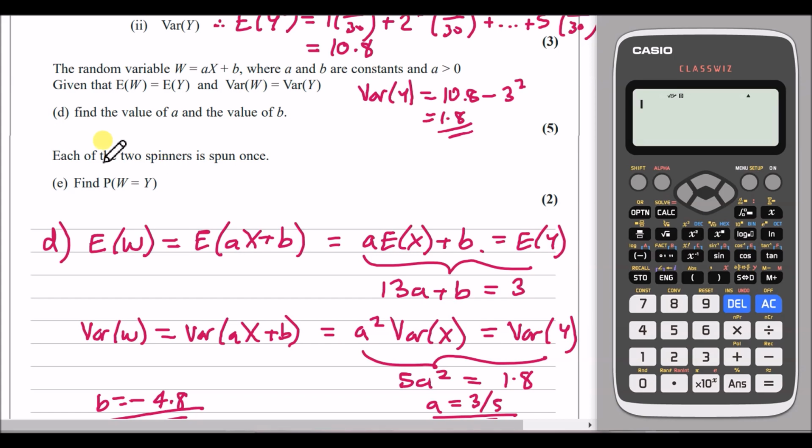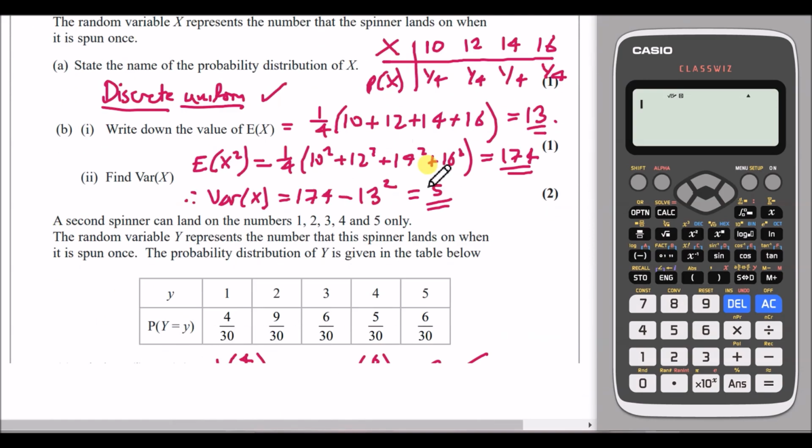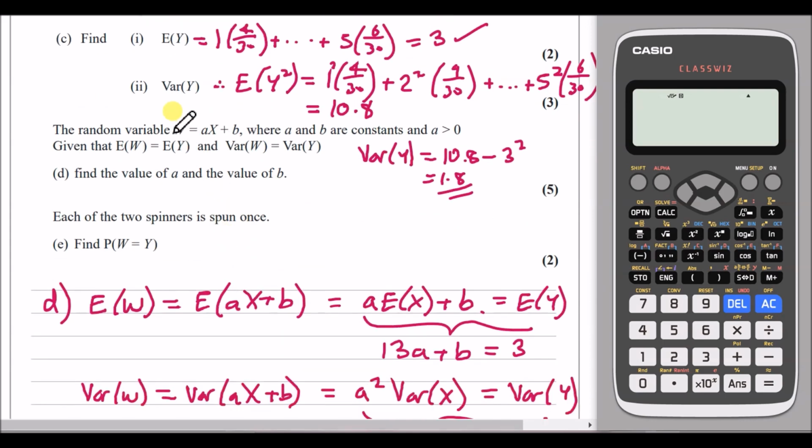Now last part, each of the two spinners is spun once. Find the probability that W equals Y. Ooh, that's interesting. W equals Y. Okay, to understand what this is trying to tell us here, we should firstly just realize that we only have two distribution tables, one for Y and one for X. We do not have one for W. We can make one actually, but we don't have to. So let's go ahead and just stick with the W equation.